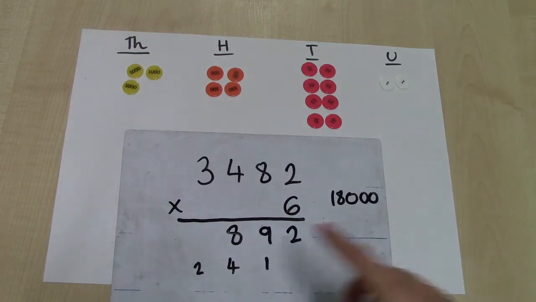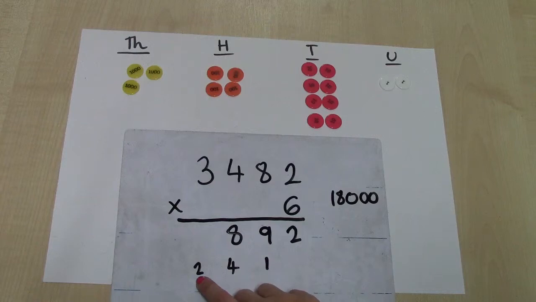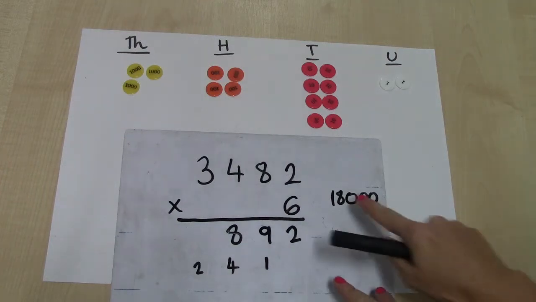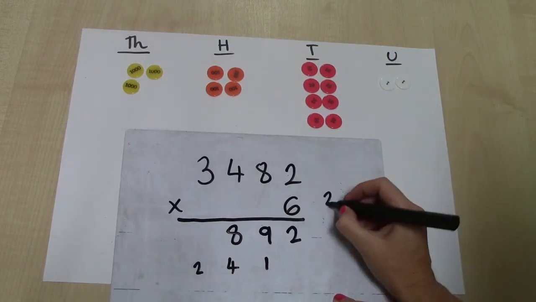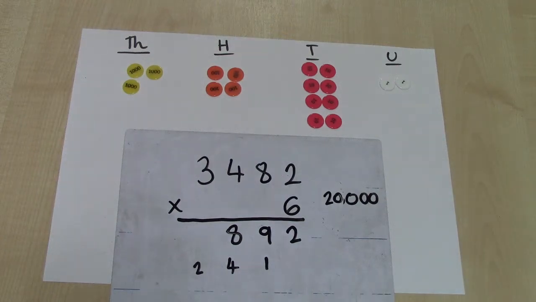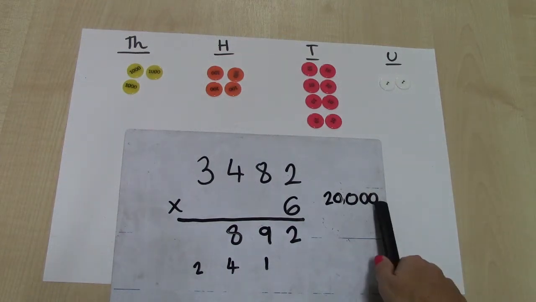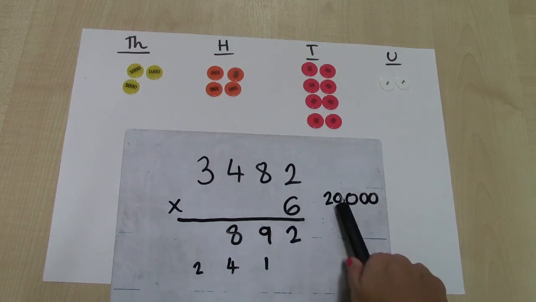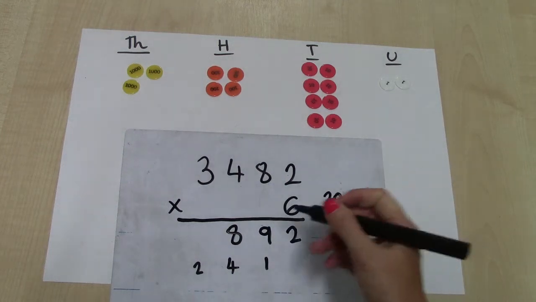18,000. And I just need to check, I've got to include another 2,000 as I carried over 2,000 from my hundreds column. So that means that instead of having 18,000, I've actually got 20,000. So looking at what I need to do here, I don't need to change my units, or my tens, or my hundreds, and actually I've got 20,000.